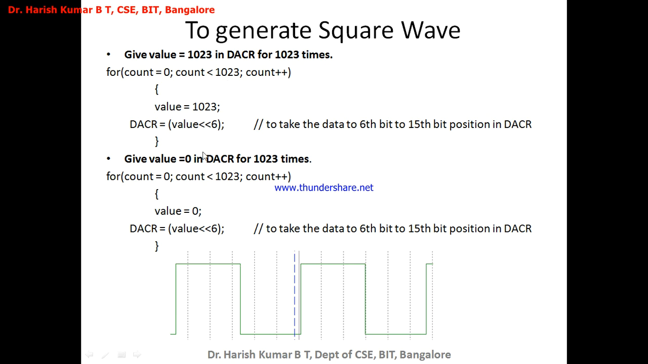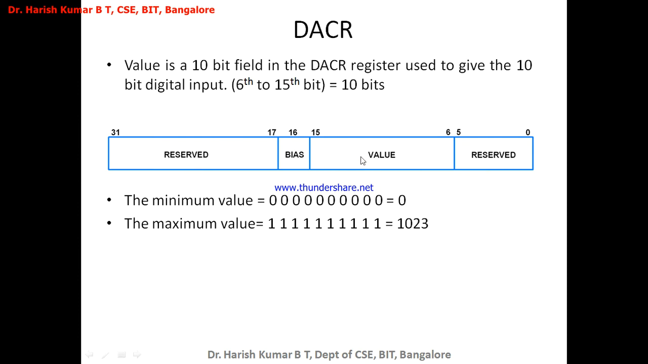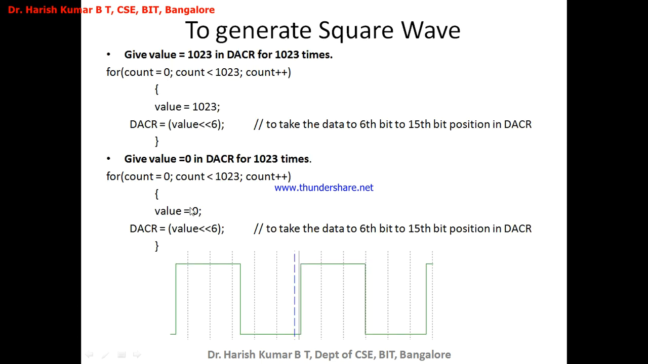As long as the microcontroller loops here 1023 times, it will remain at the value 1023. After that, I need to bring it down to 0. Now I'll assign value equal to 0. To write 0 here, I have to make all the bits from the 6th bit till the 15th bit 0, 0, 0, 0. Now when I make it 0, the value 0 is assigned, and again the value is left shifted by 6 bits.